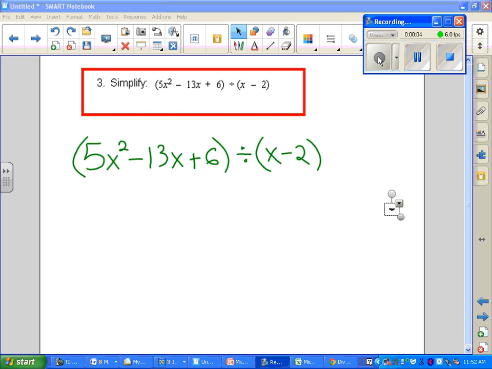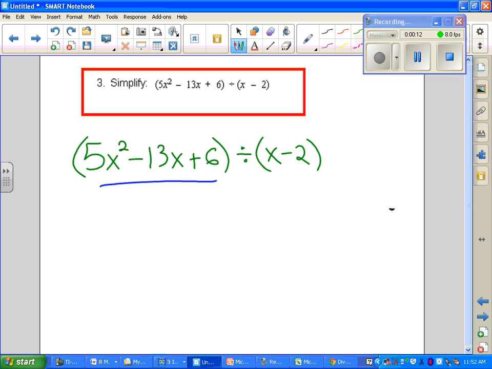Another problem telling you to divide. You're being told to simplify, and you're given a polynomial and a binomial. The polynomial is 3 terms. The binomial is 2 terms. What you have to know is that this just means the x minus 2 is going to be on the bottom when you divide it.